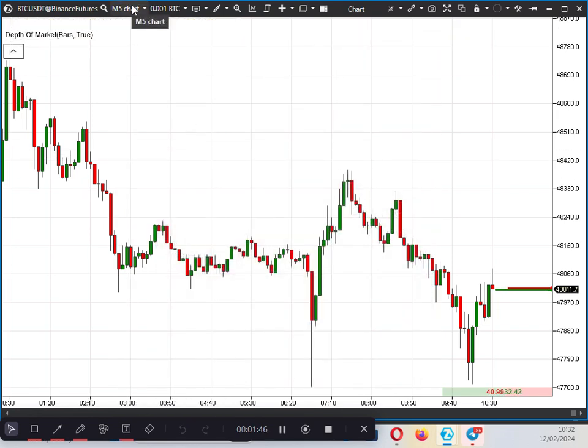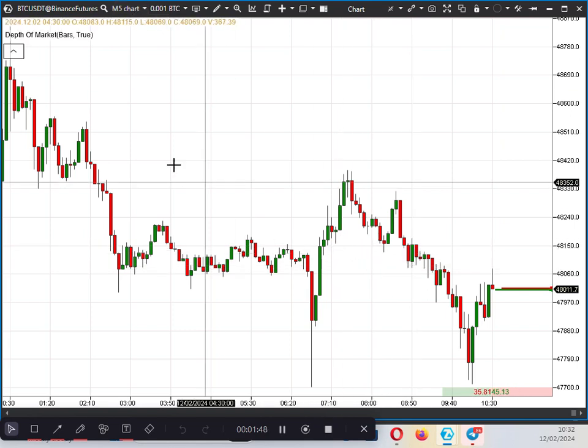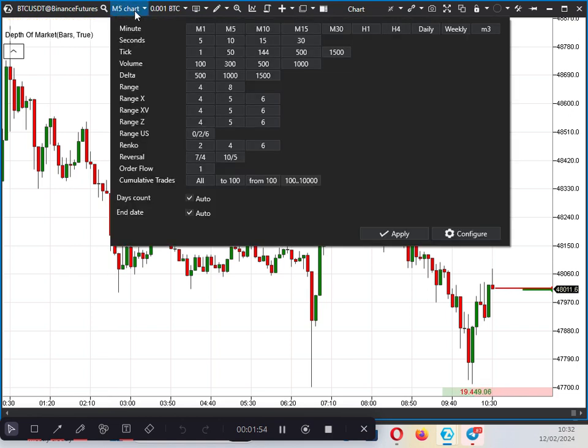So I mainly trade on the 5-minute scalping. But when you go to minute 5, you can change it all. So like days count, you can put as many days in as you want, 1 to 1,000, whatever you want. Don't really use any of this. Only really use this. You can use ticks, volume, delta.